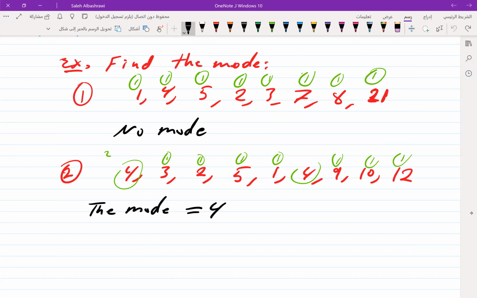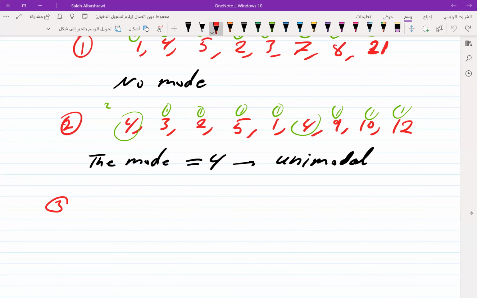The mode is 4. And if we have only one value that is repeated more than the others, we call it unimodal. Unimodal means we have only one value repeated more than the others.